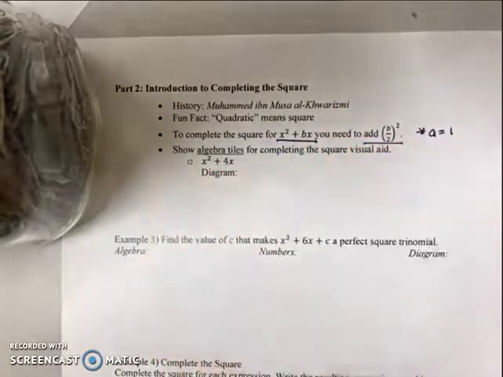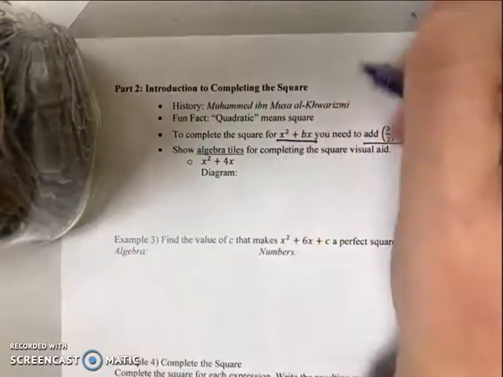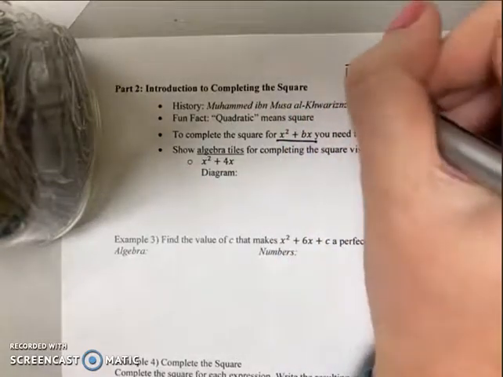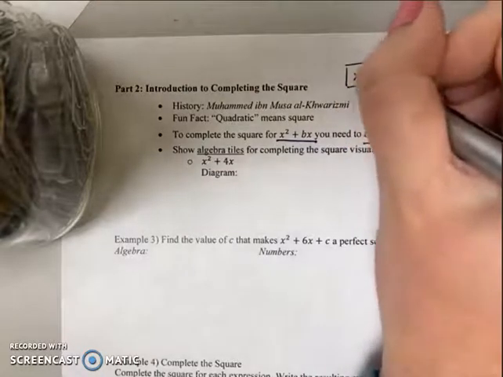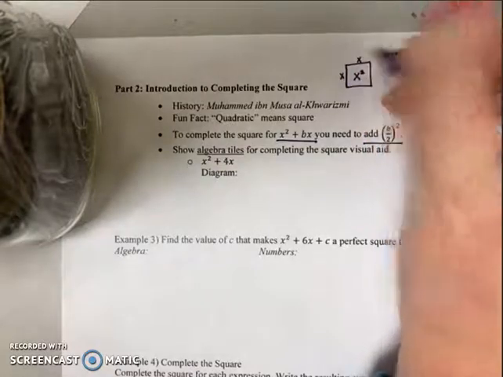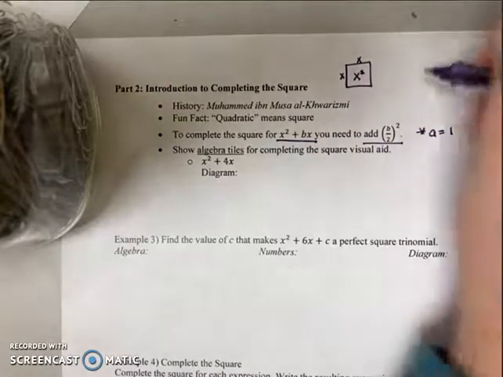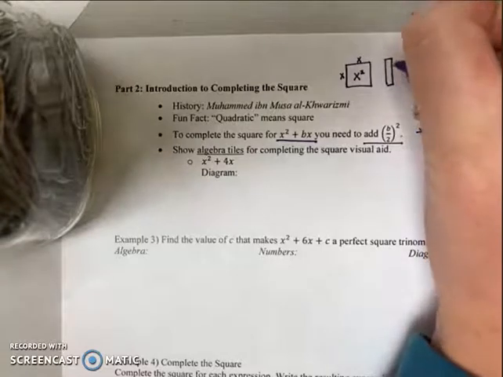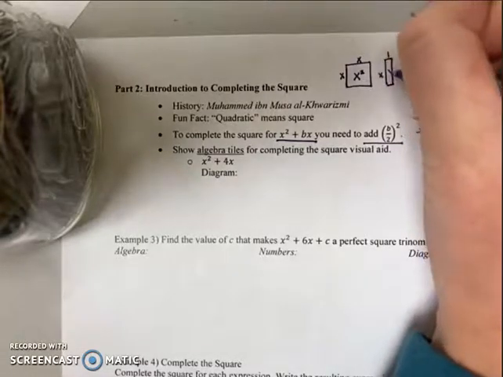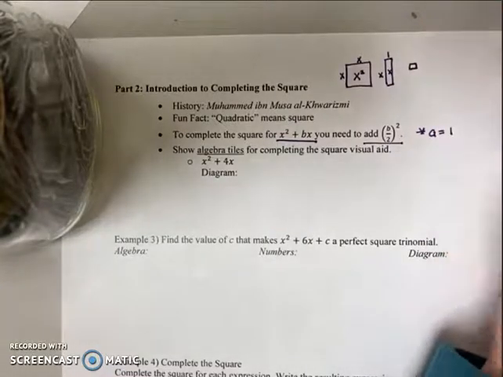All right, so I'm going to show you how Muhammad would have completed the square. Again, this is using algebra tiles. So he had big tiles that represented x squared, where each length was x. So this length was x, this length was x, and this would be x squared because x times x is x squared. He's using area. He would use rectangular tiles with a length of 1 and x to represent x because area, 1 times x is x, and little tiny squares that represented 1 because their lengths were 1 times 1.